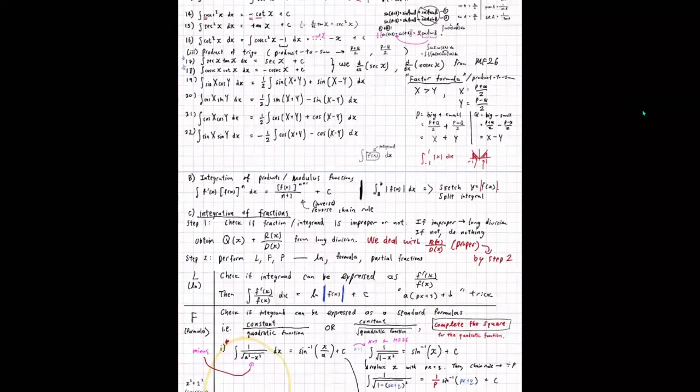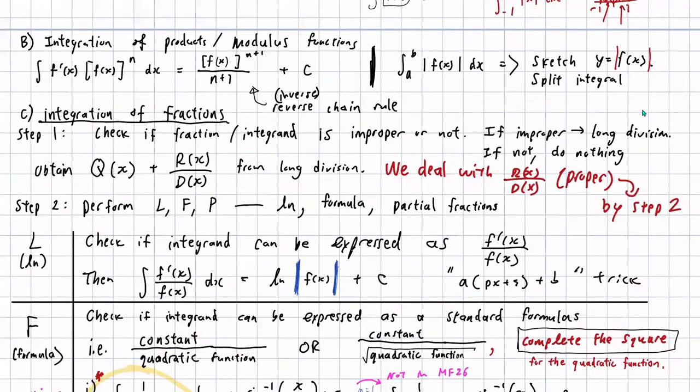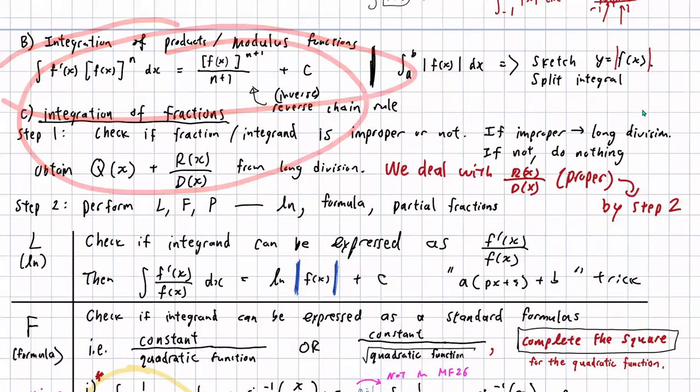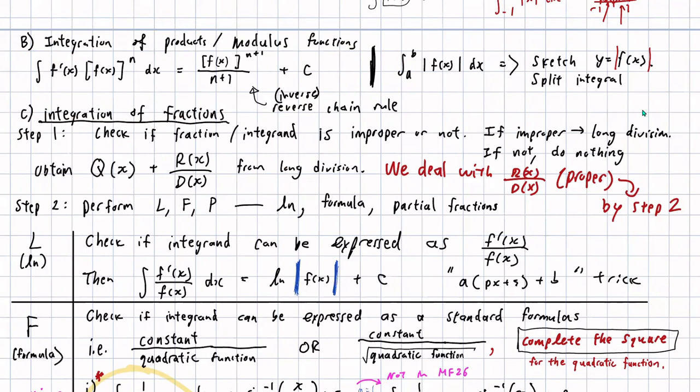It's here. Part B, integration of products or modular functions. What you need to see is that it's actually the same thing as the outer function, inner function thing. This is your inner. Maybe I label f(x) as your inner. This bracket to the power n is your outer function. x to the power n is the outer function.